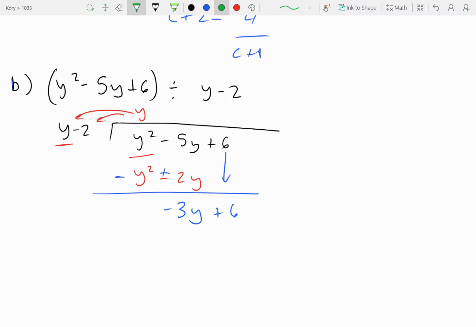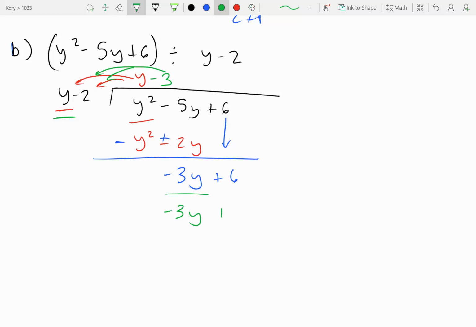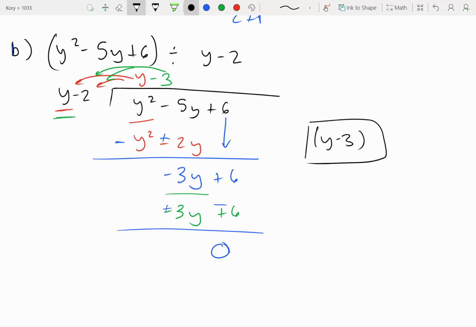How do we make y be negative 3y? We'll multiply by negative 3. So we multiply that back out. Negative 3 times y is negative 3y. Negative 3 times negative 2 is positive 6. Now we need to change the signs. So negative becomes positive, positive becomes negative. Everything cancels out. We're left with 0. Therefore, there is no remainder, and the only answer is y minus 3. You don't have to put in parentheses, I just did.